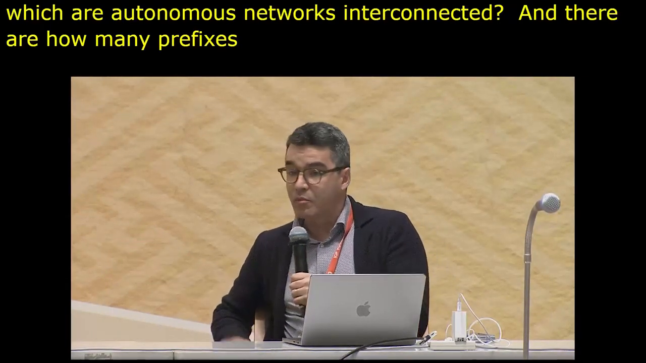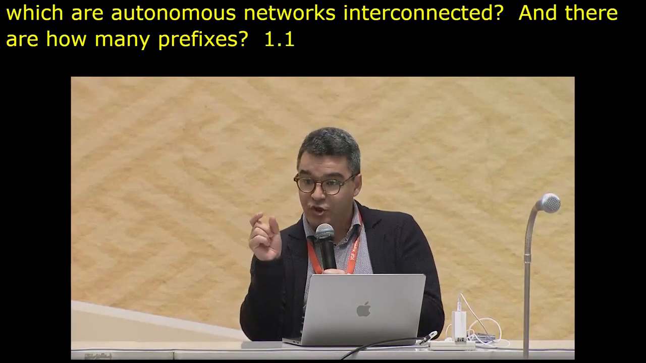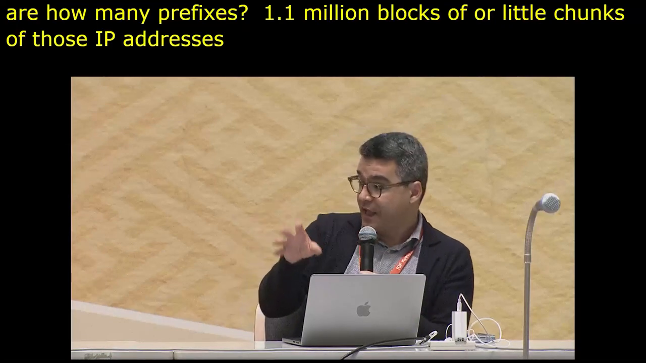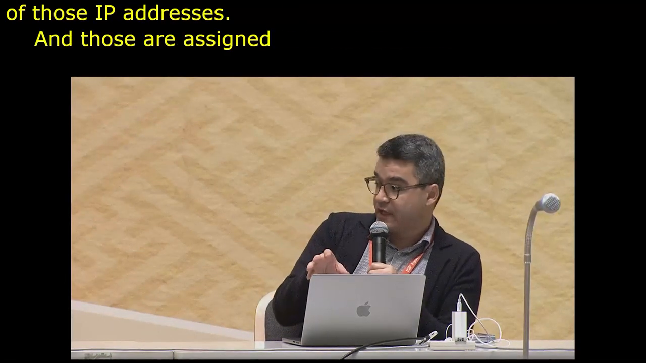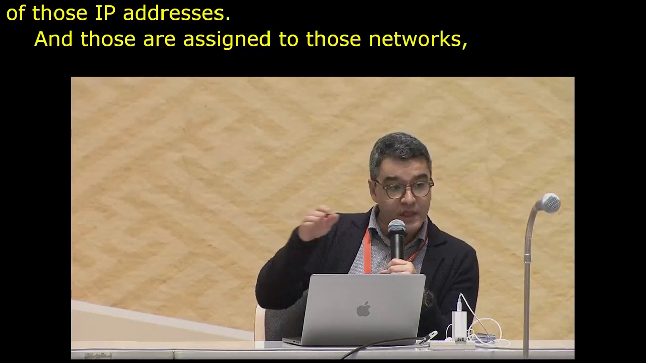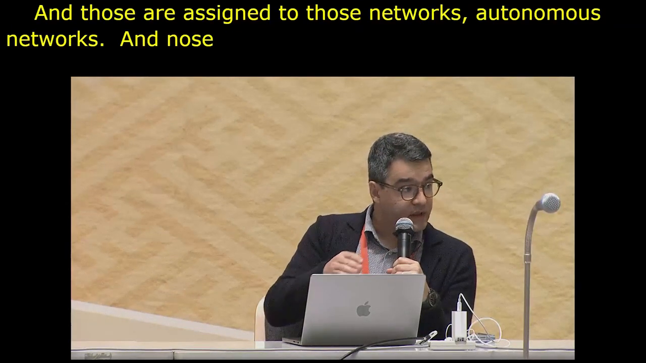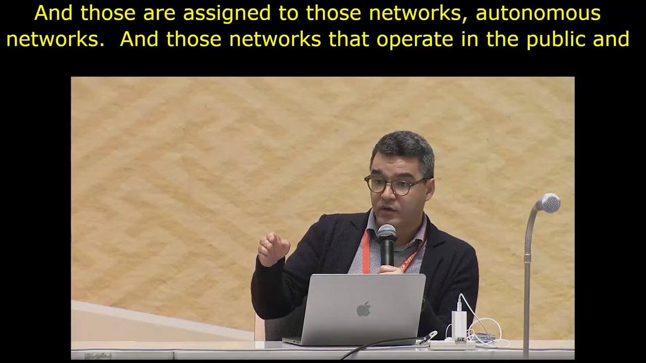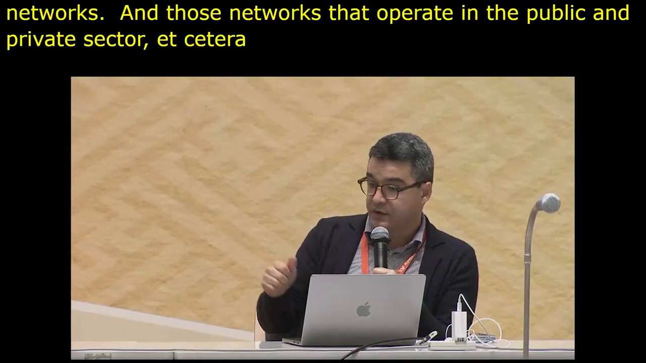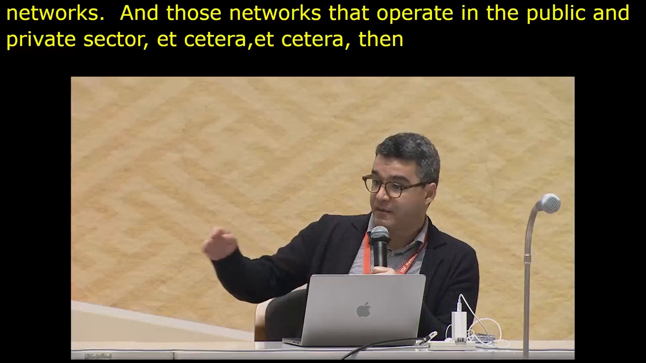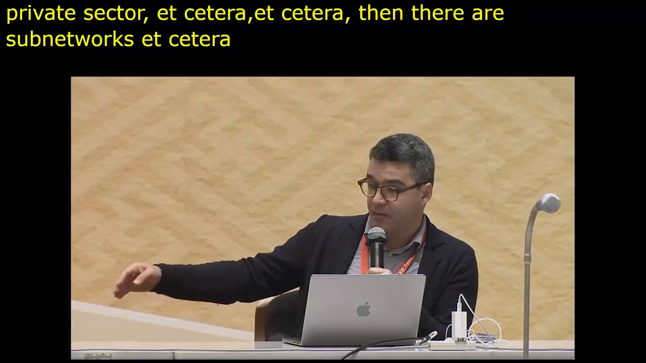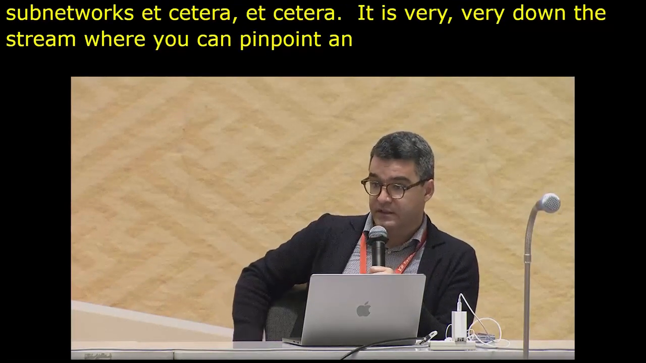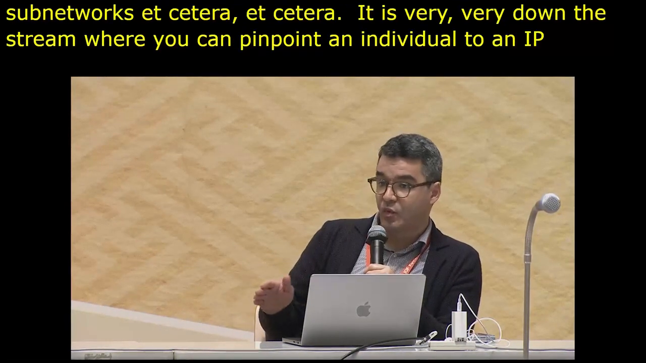1.1 million blocks, or little chunks, of those IP addresses, and those are assigned to those autonomous networks. Those networks, which operate in the private and the public sector, then allocate to their clients, their subnetworks, and so on. So it is very far down the stream where you can pinpoint an individual to an IP address, and it's not usually a one-to-one relationship.